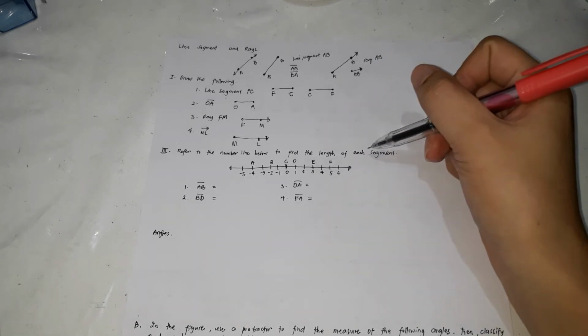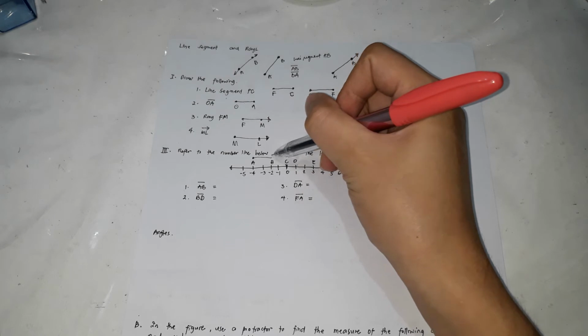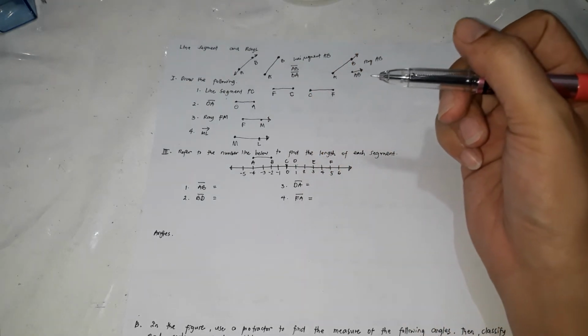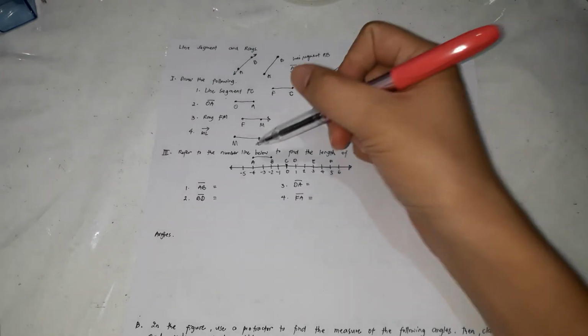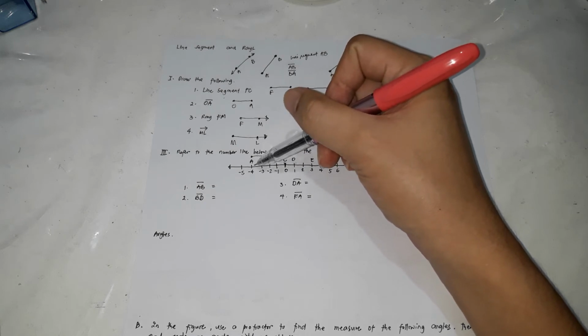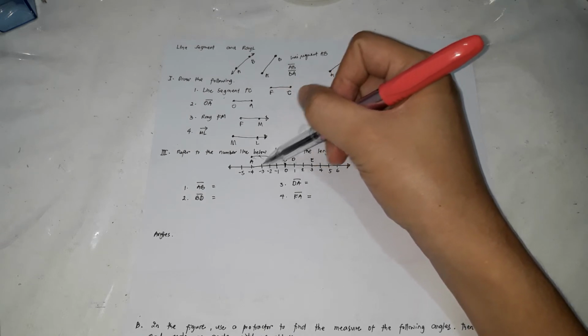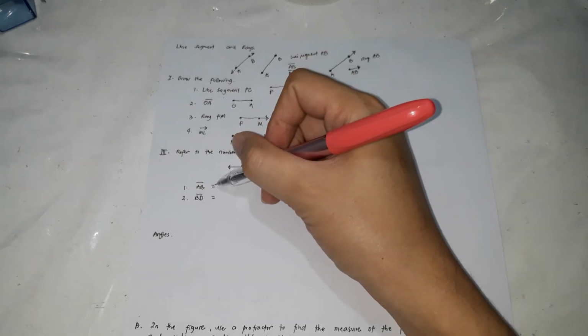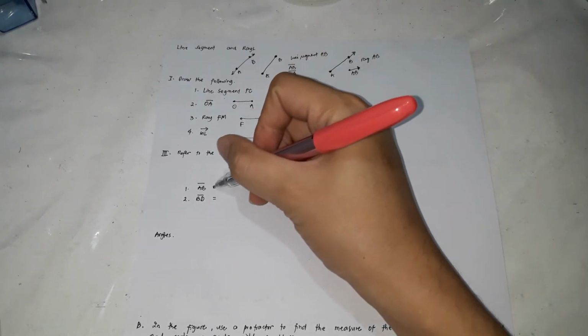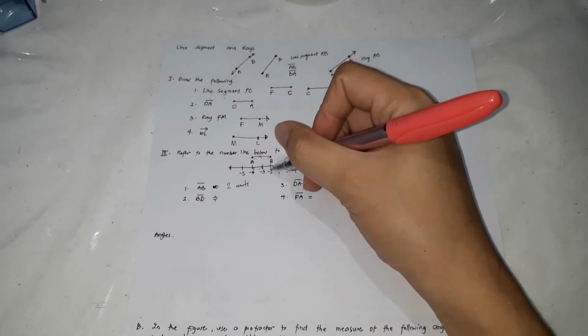Now we're going to refer to the number line below to find the length of each segment. So, this is the number line, and we're going to find the length of each segment. Segment AB, this is line segment AB. How long is line segment AB? So, from -4 to -3 to -2. Because we have the number line in here, we could simply count. 1, 2. So, the length is 2 units. If it is in centimeters, then 2 centimeters.